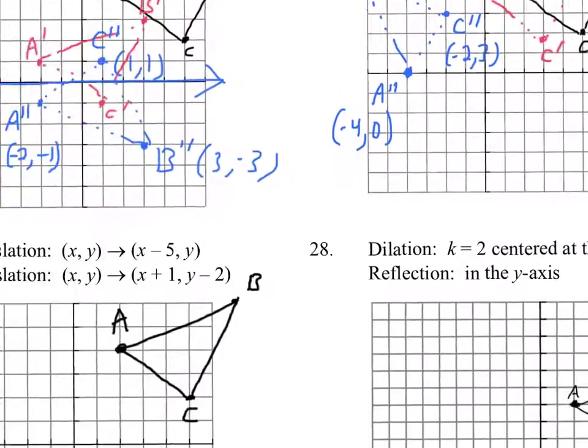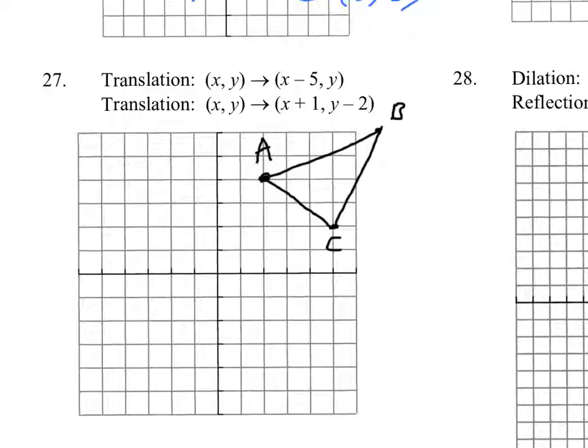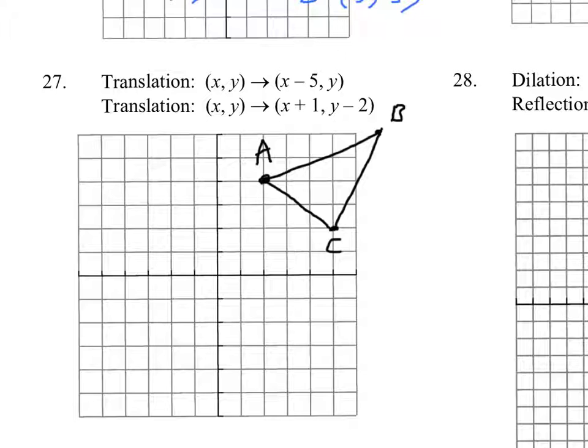Number 27. Okay, it looks like this one is doing 2 translations. The first translation is just going to shift 5 to the left, and that's it. So let's go ahead and do that. A shifted 5 to the left is going to end up here. So there's A prime. B is going to be right here. And C prime will be right here on the y-axis. And go ahead and make the dotted or dashed lines.